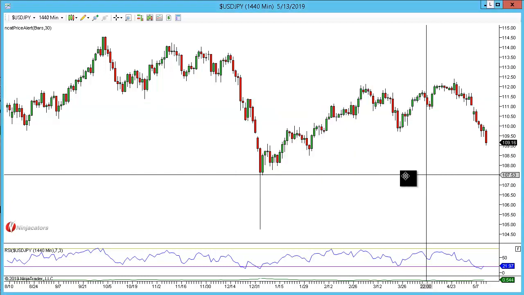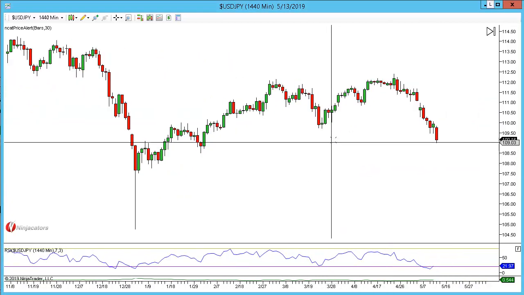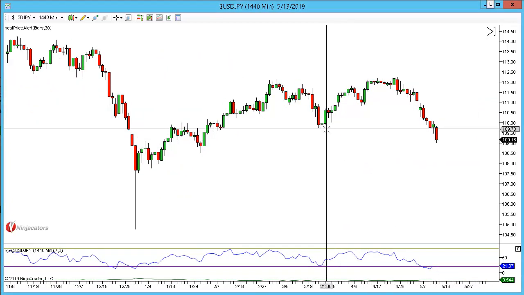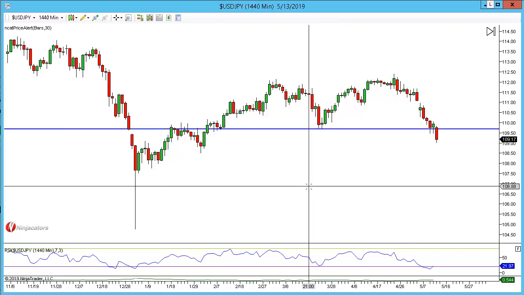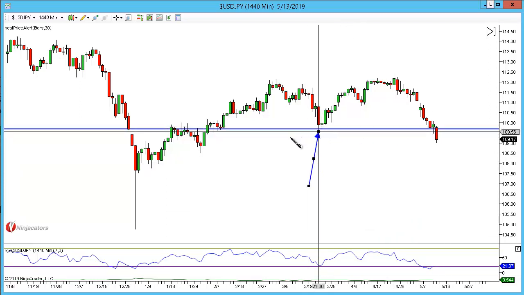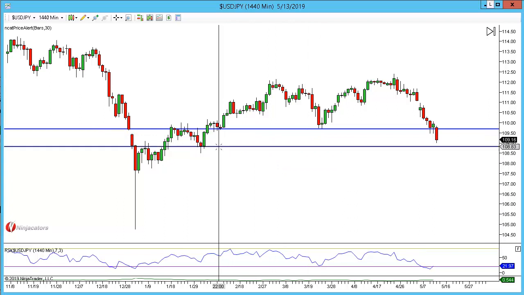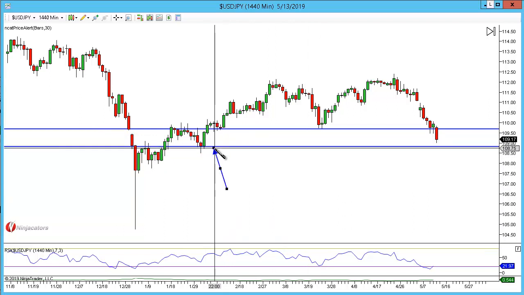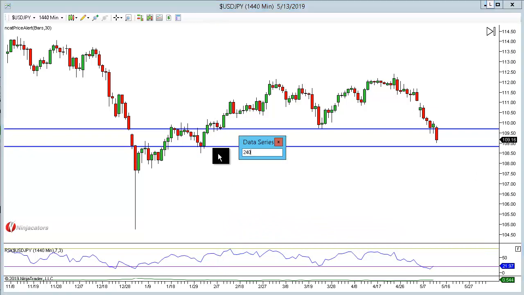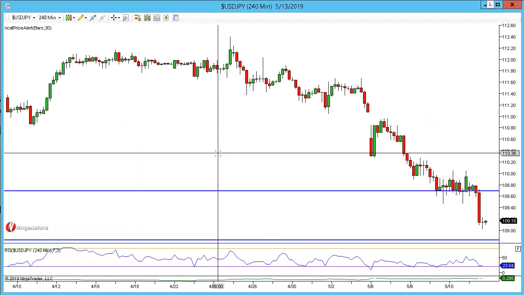Right, so we have violated this level of structure here a few days ago, actually today, sorry, we violated that level, and I would expect price to come down to retest the closes of the candles just here. Let's go to the 240.